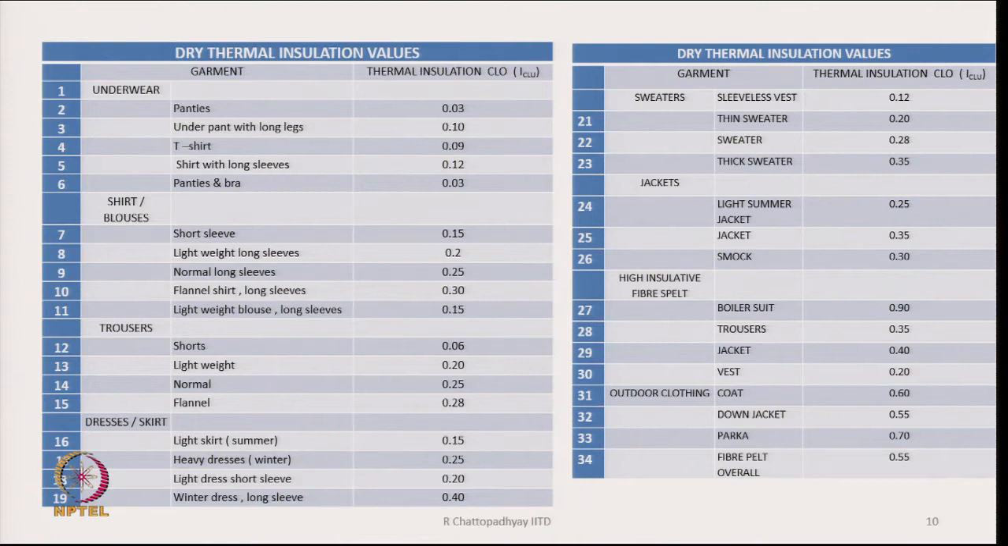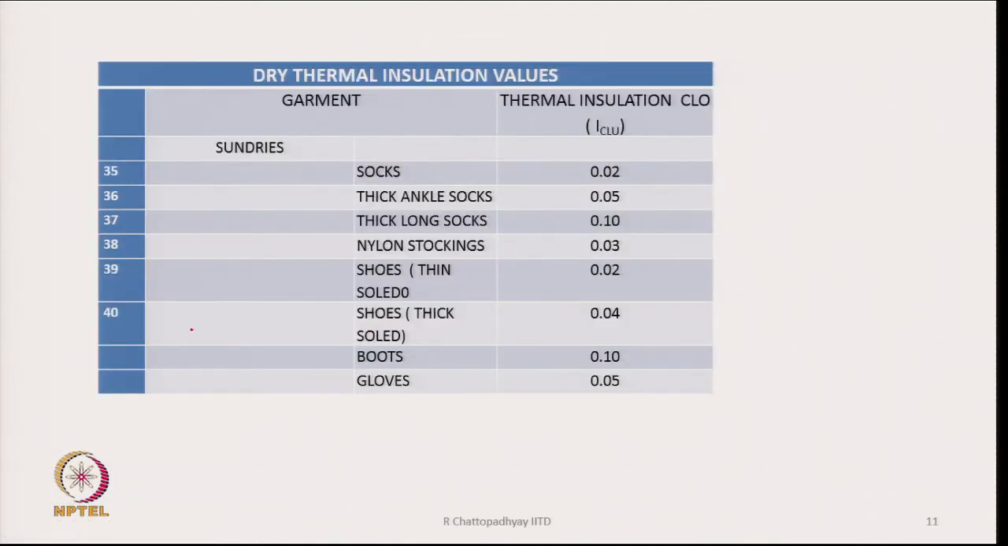Many items are there, you can see a list: sweaters, jackets, high insulating fiber pelt, outdoor clothing, coat, down jacket, various items, and corresponding clo values are here. This list goes up to 40, so many items and corresponding clo values are given here. If we think of a list of items, collect the clo values from here and sum them together, we get an idea that the total clo value will come somewhere here.